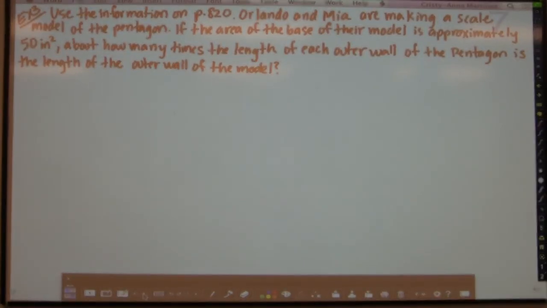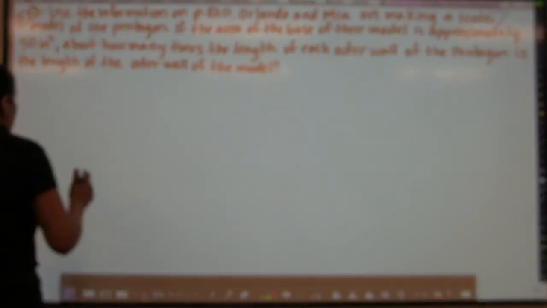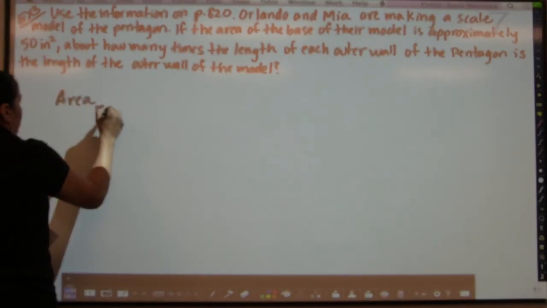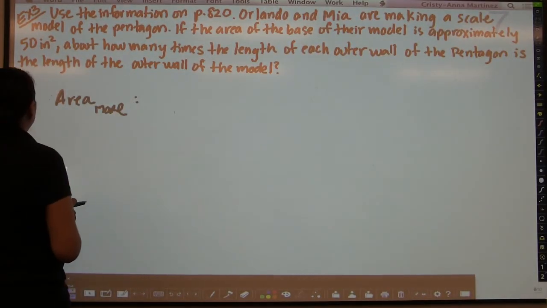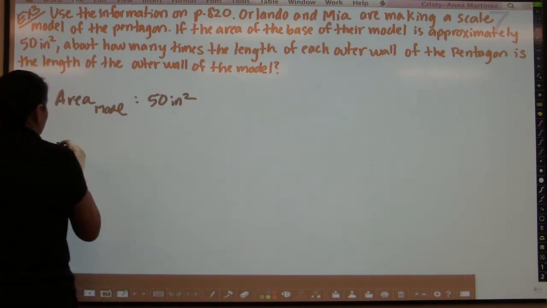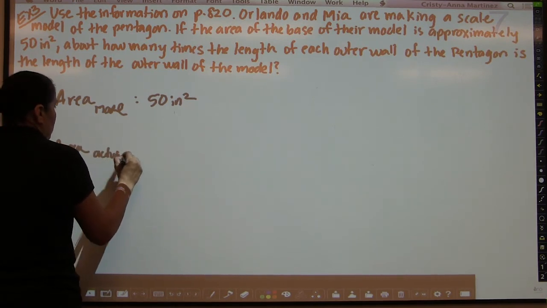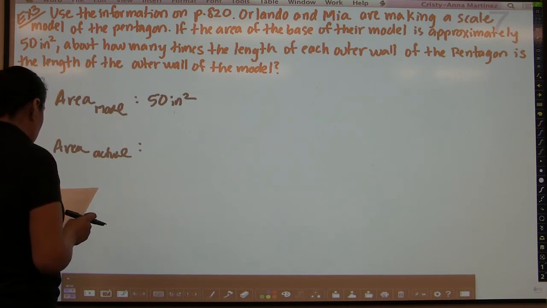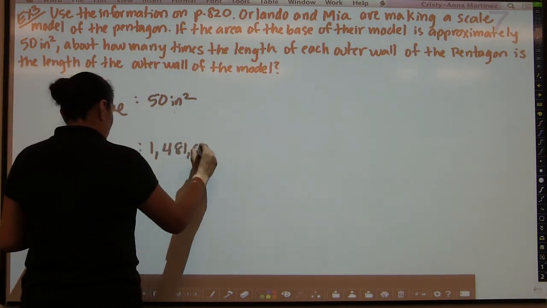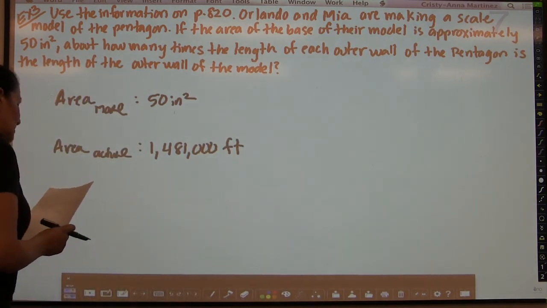And it tells us in the information on page 820 that the Pentagon building, including its center courtyard, occupies approximately 34 acres, which translates into 1,481,000 square feet of land. So that's going to be the actual area that we have, and it's obviously in feet. So our first thing that we want to do is we have the area of our model was given as 50 square inches, and the area of the actual pentagon is given to us as 1,481,000 feet. So the first problem that we have right here is that we'd have different units.